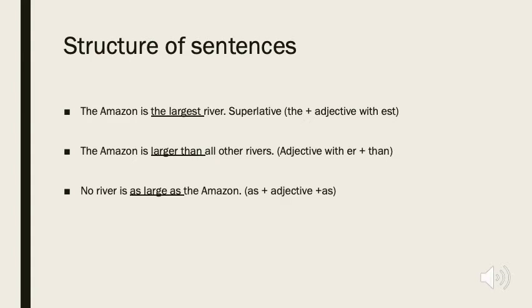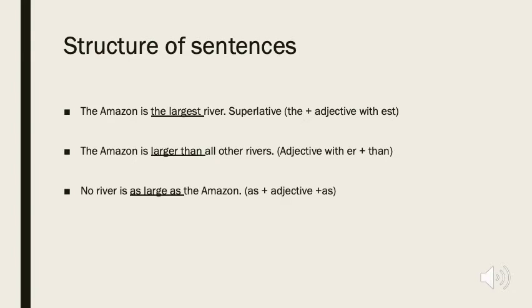Now the same sentence in the positive form will take the adjective large. Largest is the superlative, larger is the comparative, large is the positive. And when we need to retain the same meaning, this adjective has to have the word as before and after it. That is the structure: as plus adjective plus as. That is the structure of the positive sentence. And to retain the same meaning, you need to use the sentence in the negative. So, no river is as large as the Amazon.